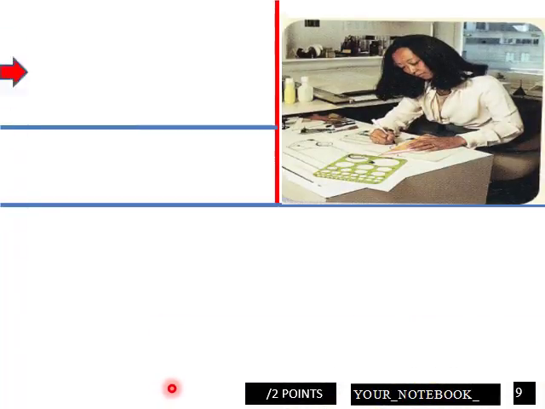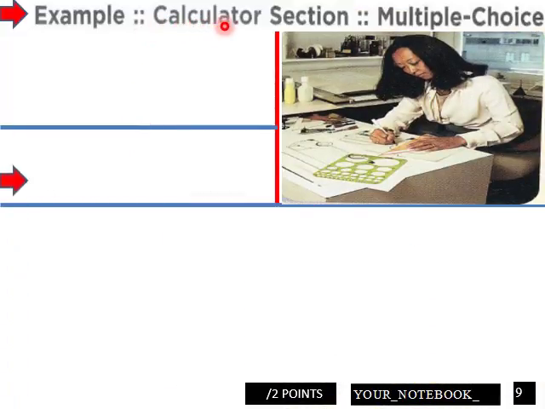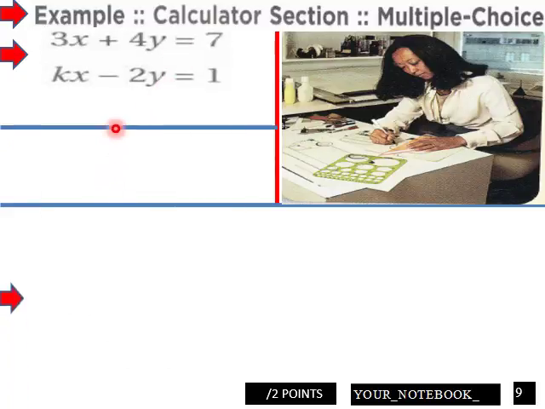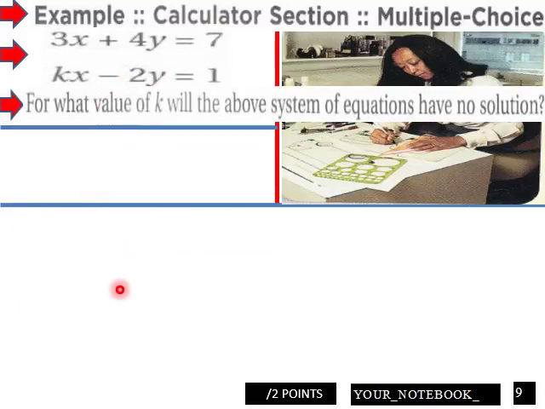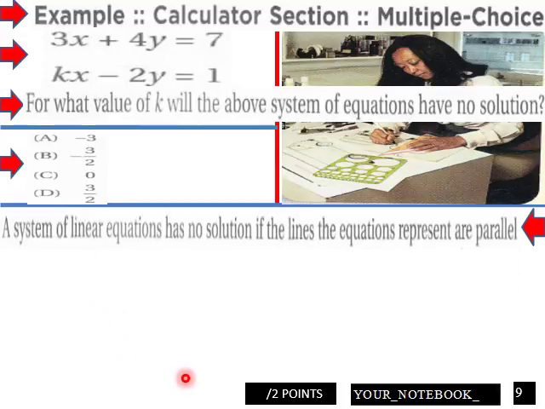Page 9. Example, calculator section, multiple choice. We have two equations there. For what value of k will the above system of equations have no solution? So here are the possibilities.